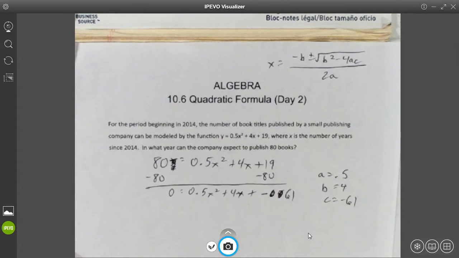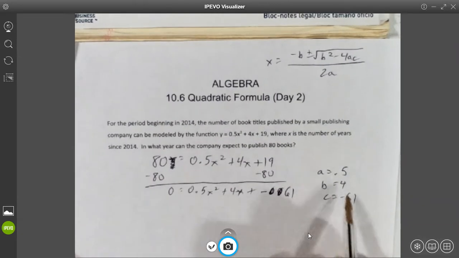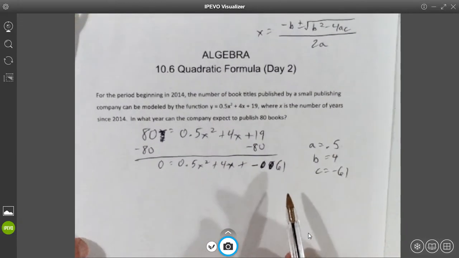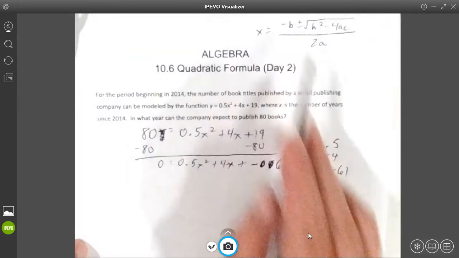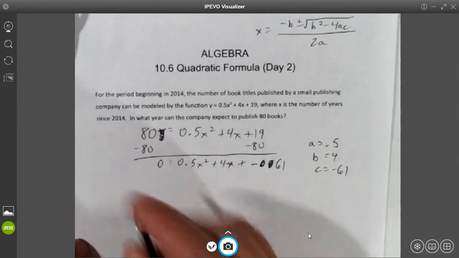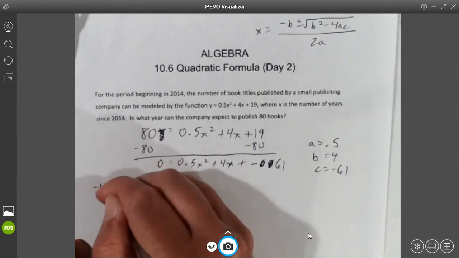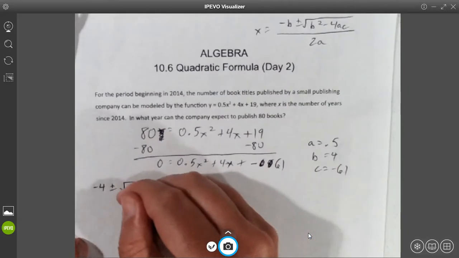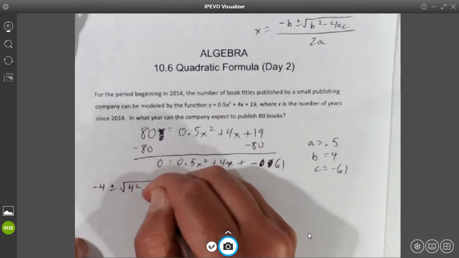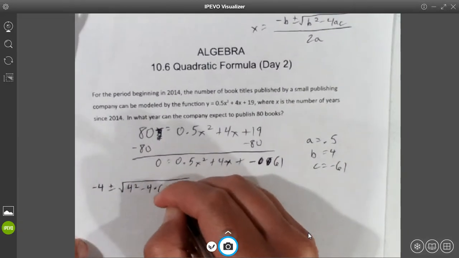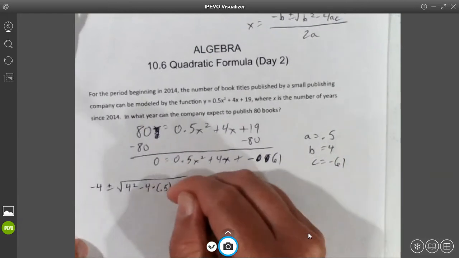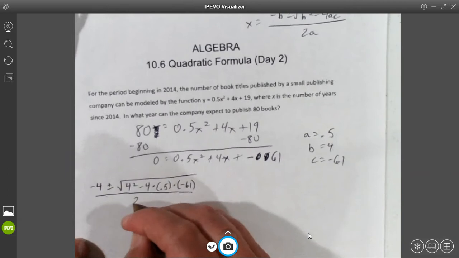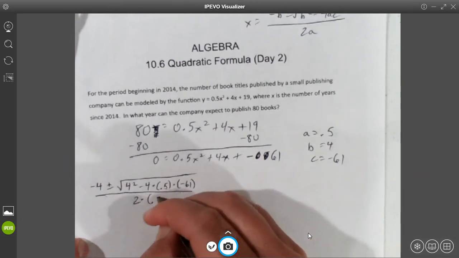So I'm just, again, going to take my values for a, b, and c, put them in there, and after that, it's just order of operations. So the opposite of b here, which is 4, would be negative 4, plus or minus 4 squared minus 4 times a times c, entirely divided by 2 times a.